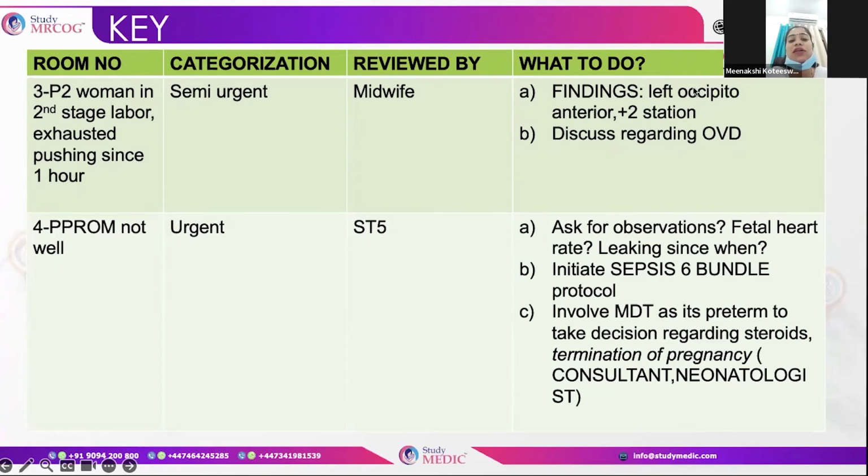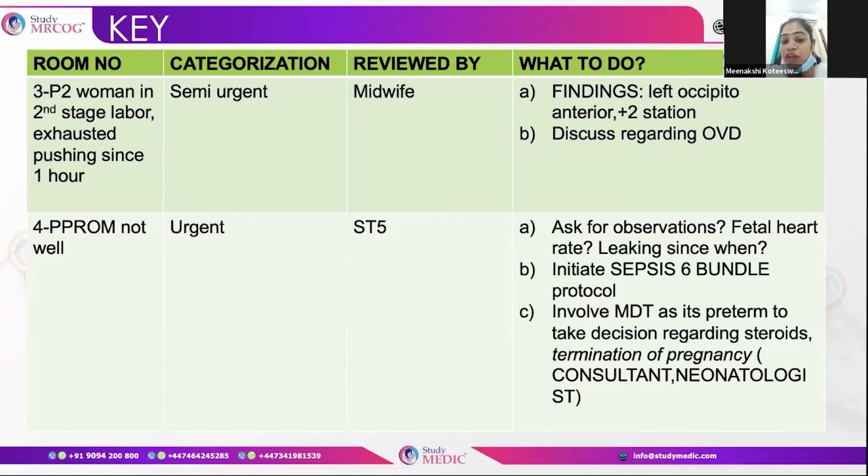And the third room was the multigravida. She's been exhausted for 1 hour. She's been pushing for 1 hour and she's fully dilated. So until your urgent room settles, she can be reviewed by a midwife. You can send your midwife. As the findings were left occipito anterior at +2, it was very favorable and an indication for assisted vaginal delivery. Therefore, we can discuss the pros and cons with her, and then proceed with it.